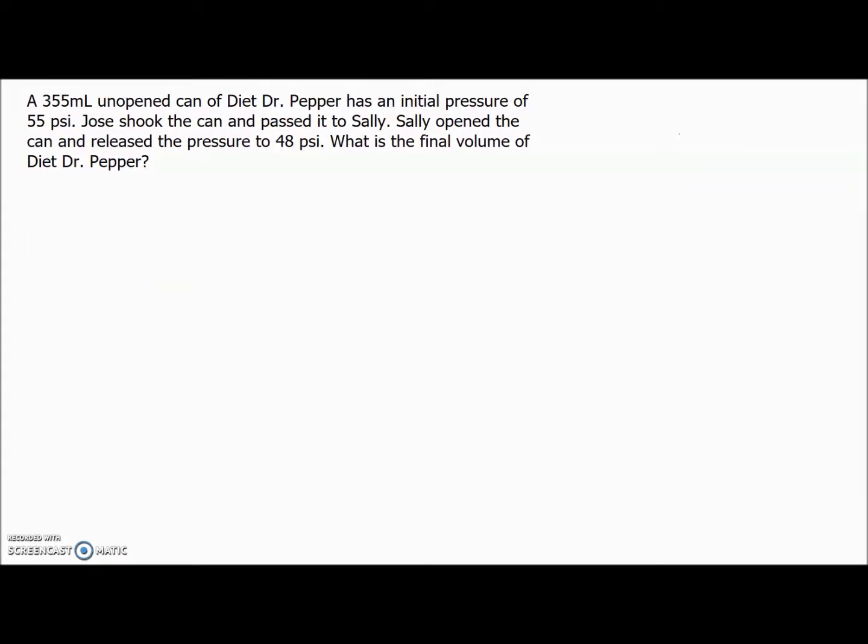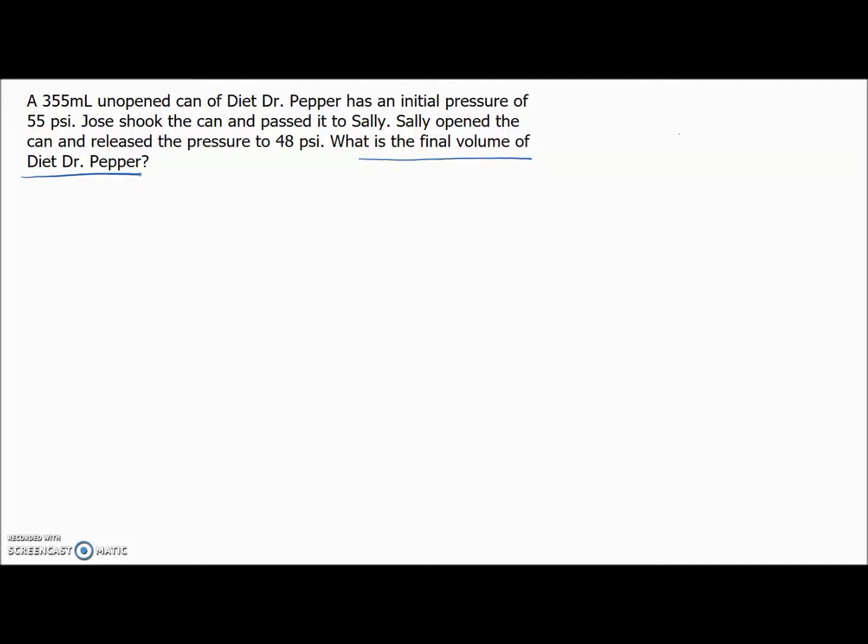So, looking at this, I have my example that I've created. It says a 355 milliliter unopened can of Diet Dr. Pepper, because that's the best drink, has an initial pressure of 55 psi. Jose took the can and shook the can and passed it to Sally. Sally opened the can and released the pressure to 48 psi. What is the final volume of Diet Dr. Pepper? So notice here that I only have one unknown that I'm solving for. That's really important. Everything else is given.